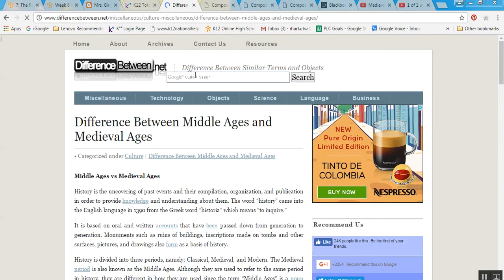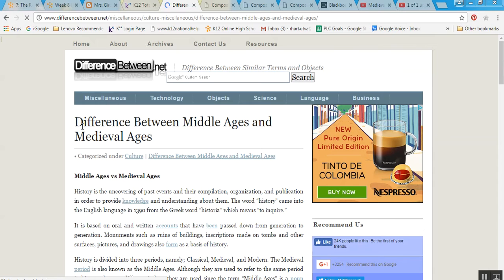It's called differencebetween.net, and one of the things I like to do in our fine arts classes is try to give you resources that you can also use in your other classes, such as your history class, especially your English language arts class, because in those classes you learn how to juxtapose different themes, and one of the things that we do in art is juxtapose different periods in history and different artworks. So this is a very, very cool resource to have.